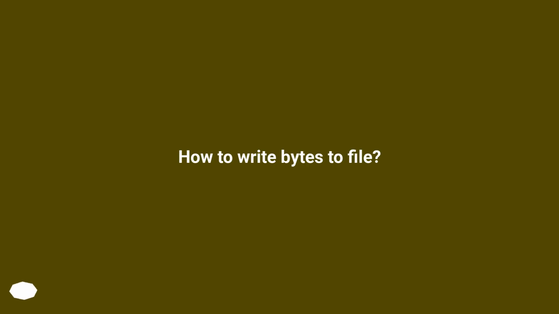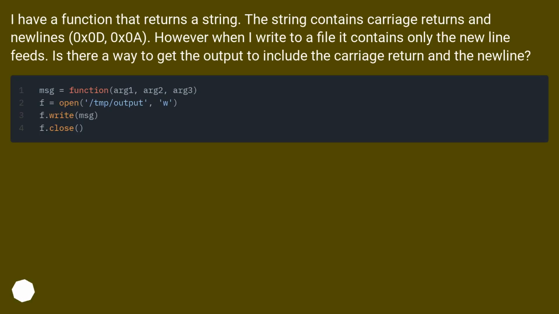How to write bytes to file? I have a function that returns a string. The string contains carriage returns and new lines, 0x0d, 0x0a. However, when I write to a file it contains only the new line feeds. Is there a way to get the output to include the carriage return and the new line?